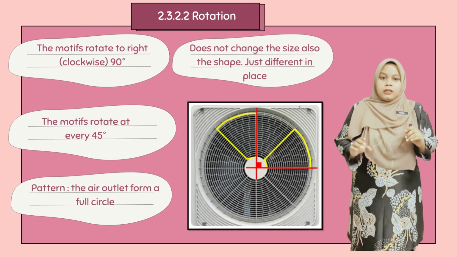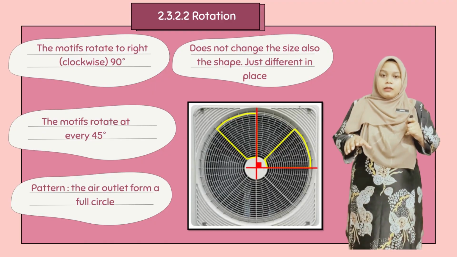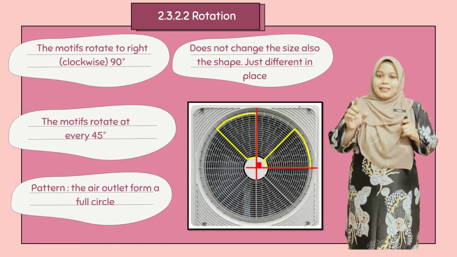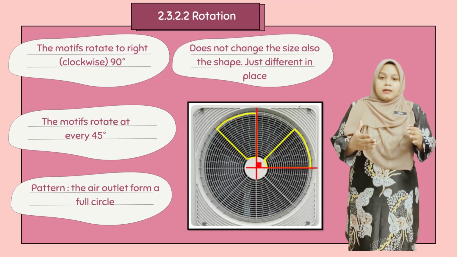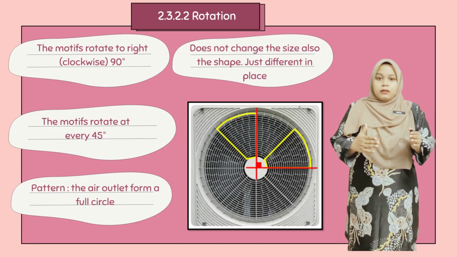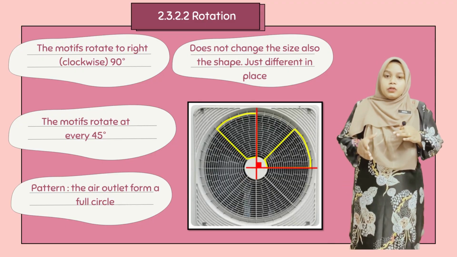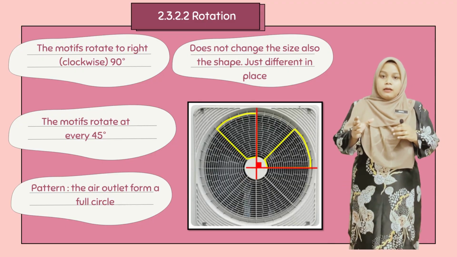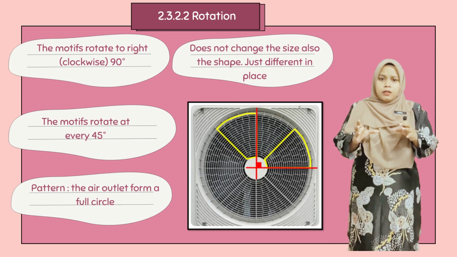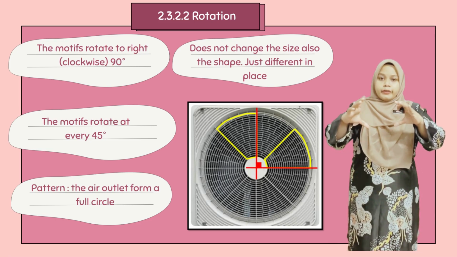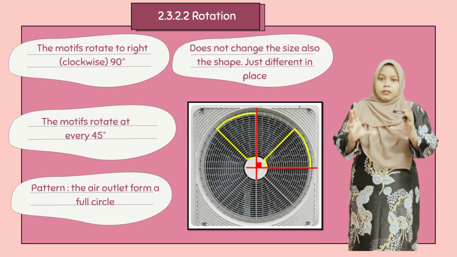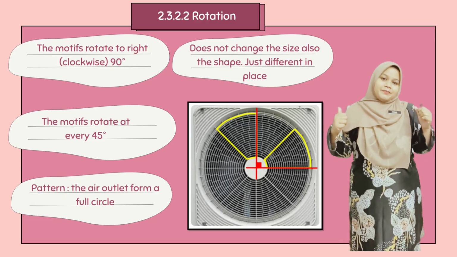Okay, next for the rotation, it is rotated clockwise. Our motif is rotated either clockwise or anti-clockwise at 40 degrees. Also, the shape doesn't change even though rotation occurs. As you can see also, when the rotation occurs, it forms a full circle pattern.